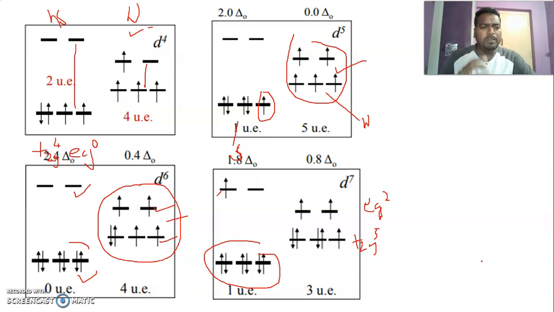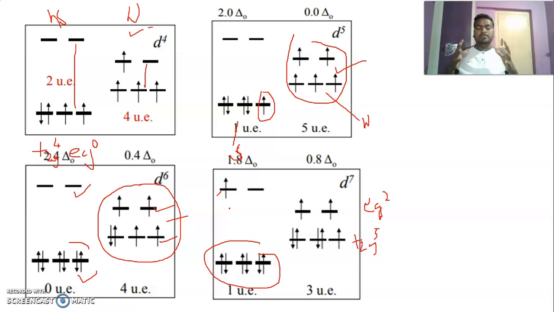See, the spin plays an important role. If the number of electrons varies, the magnetic property varies, because the magnetic property of a complex depends on the number of unpaired electrons. If the number of unpaired electrons is more, the magnitude of paramagnetism is more. So even though they are paramagnetic, their magnitude is different. It is because of the different number of unpaired electrons.